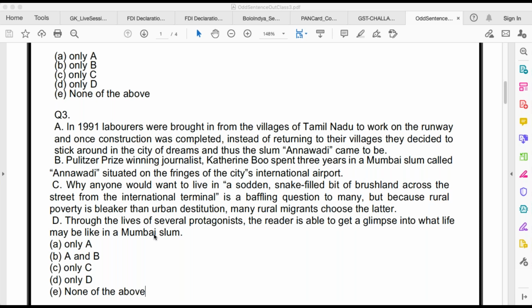Yes. The common noun is slum. Slum is a common noun across all the four sentences, but D cannot be put into relation with any context with any of A, B, or C. Shankar, D is odd one out.